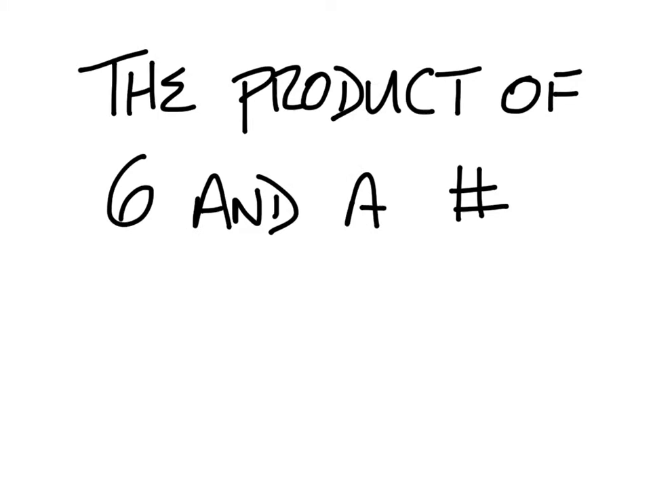The product of 6 and a number. It is 6 times X, but how you're going to write it is 6X. If you just bunch them together, it's implied that it's multiplied. So you don't have to put any kind of a symbol in there. Just 6X.